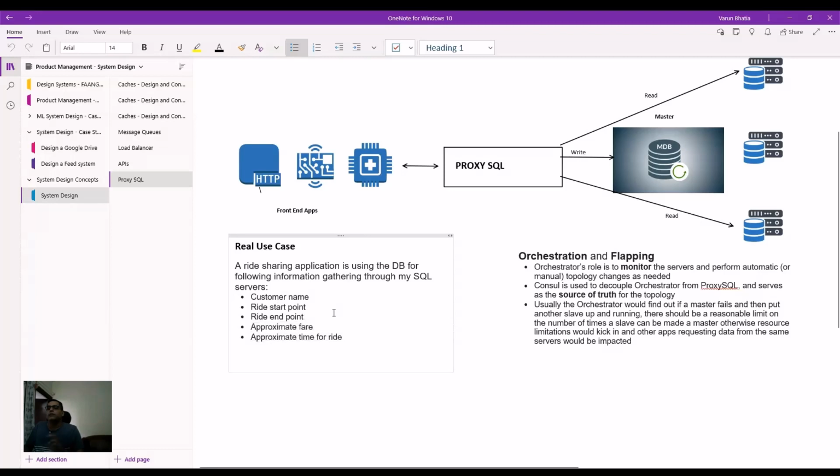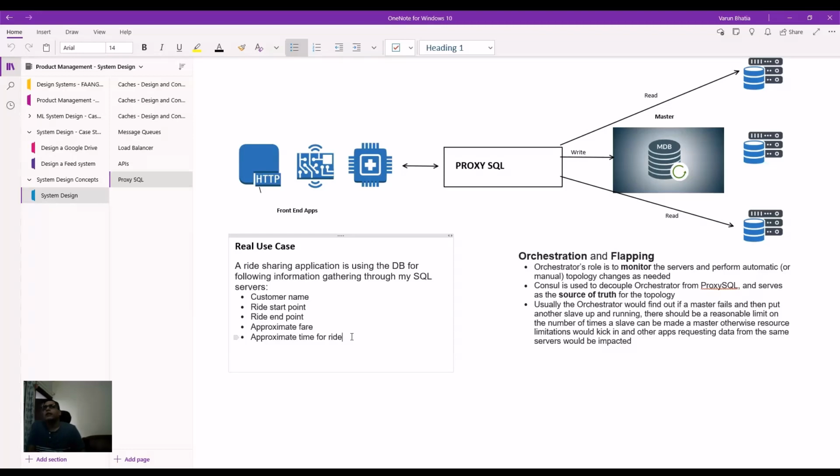So in this case, you are doing a lot of data pull from your SQL servers, wherein similar customers from the past might have done similar rides, and you're just trying to showcase the fares and the time. Imagine this is a peak hour, office going time, or a football match or whatever it is. There are a lot of requests coming in to your database servers. Now, in case you don't have a proxy SQL, it can really overwhelm your master database and slaves.